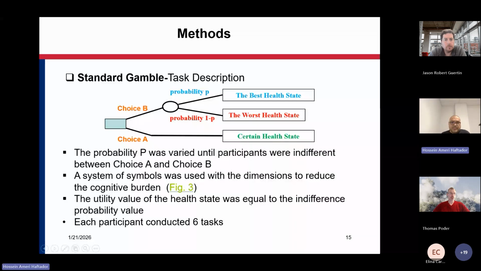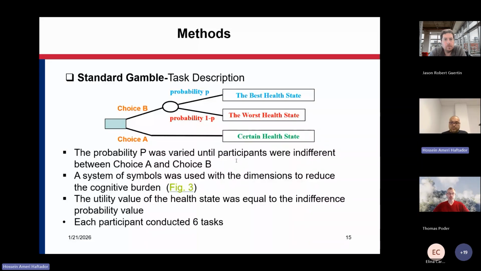Also, we use a system of symbols to reduce cognitive burden. Here is an example of a standard gamble. We presented 2 choices, choice A and choice B. Choice A is fixed, choice B is variable.